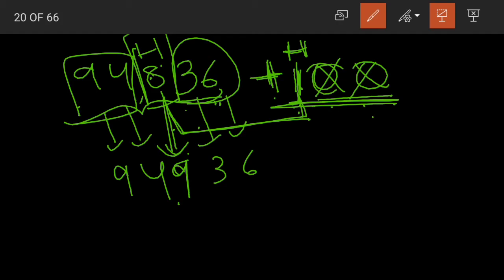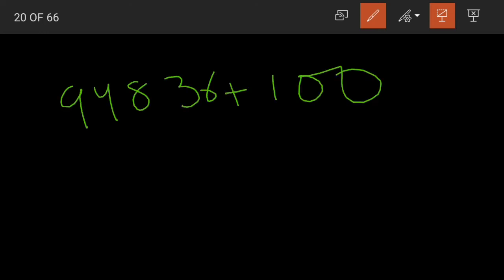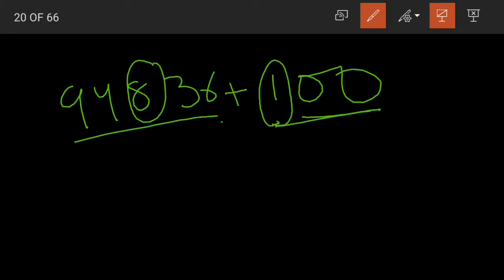Again, if you consider this 0, 3 plus 0 is 3 only, right? So it's the same 3. Now 6 plus 0, again the same 6 only. Yes, children, in the same way. What did we understand from this? Here we are adding 100 to a given number. The only change taking place is to the digit in hundreds place. Clear? Let me take another example.